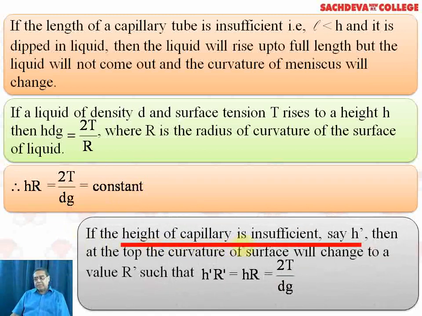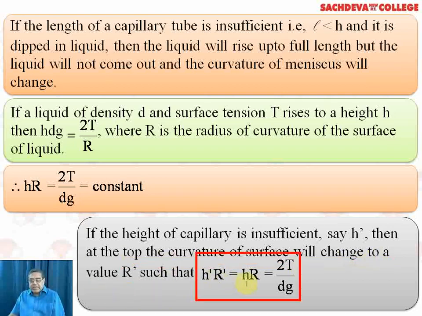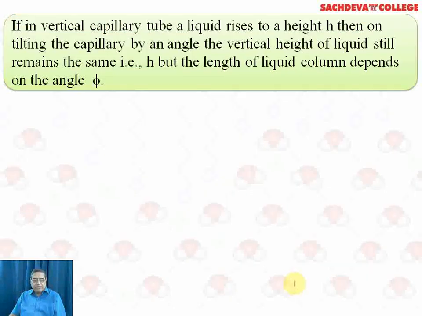If the height of the capillary is insufficient, say h', then at the top the curvature of surface will change to a value r' such that h' r' will be equal to hr. And hr is equal to how much? hr is equal to 2T over d g. So h' r' must be equal to hr, which is 2T by d g.